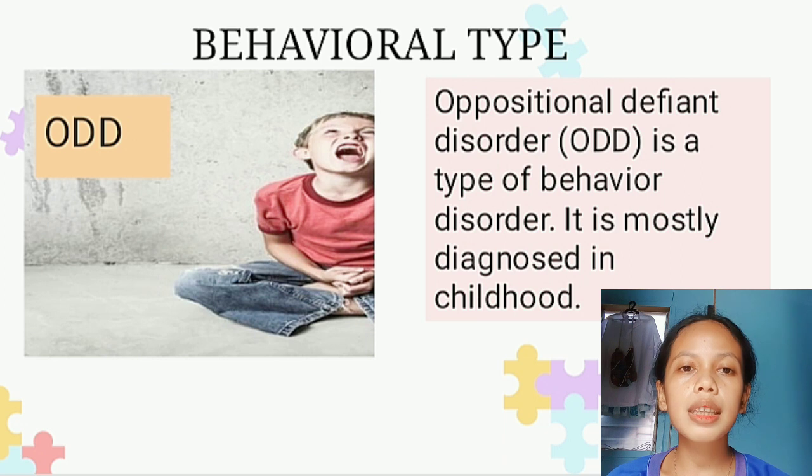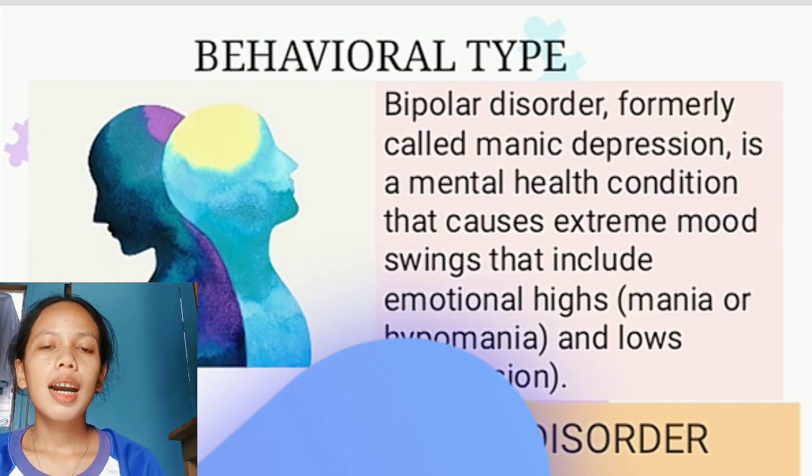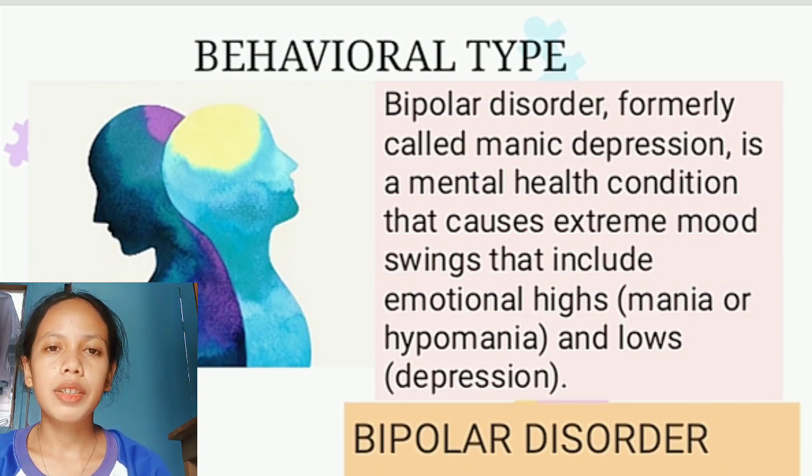But in children and teens with ODD, these symptoms happen more often. They also interfere with learning and school adjustment. And in some cases, they disrupt the child's relations with others. And the last one is bipolar disorder.